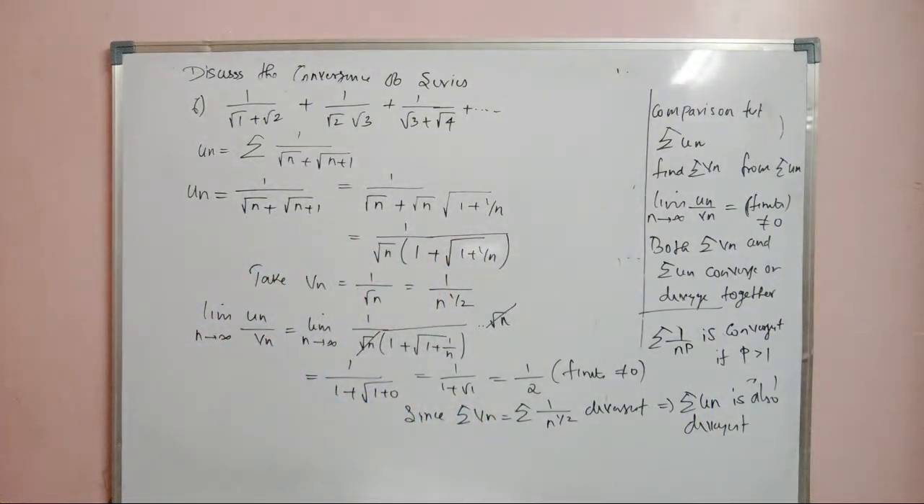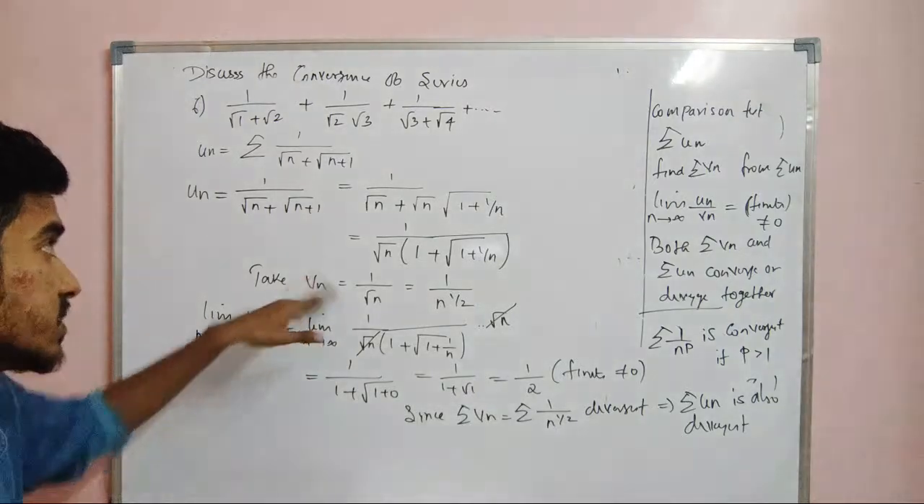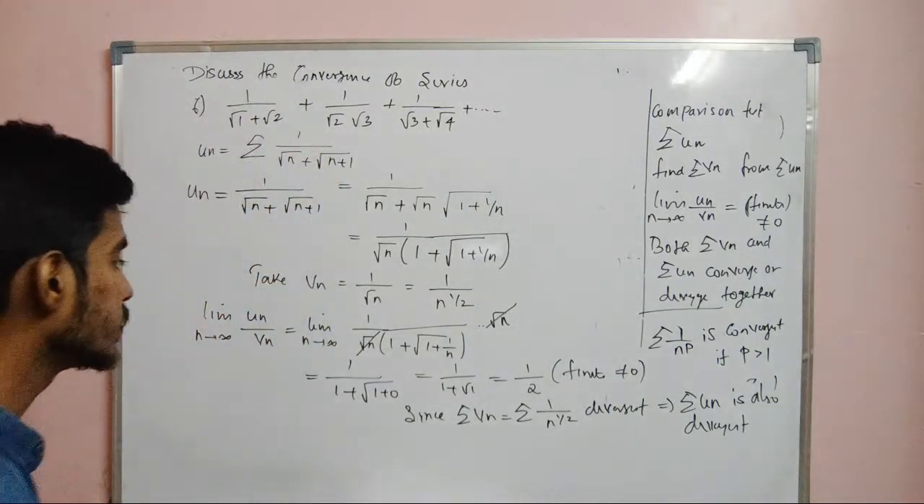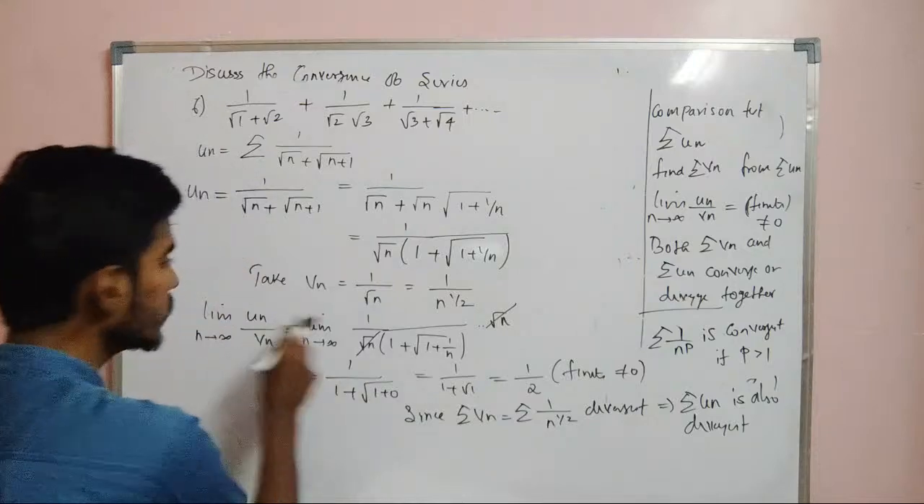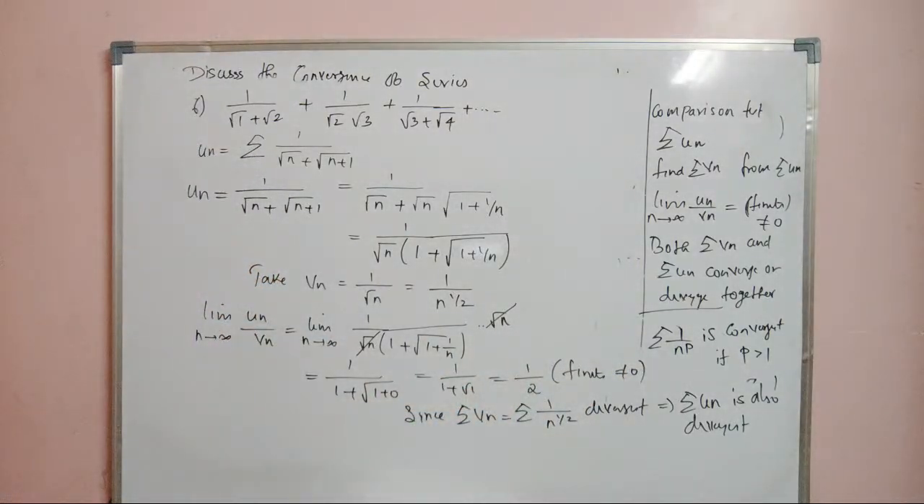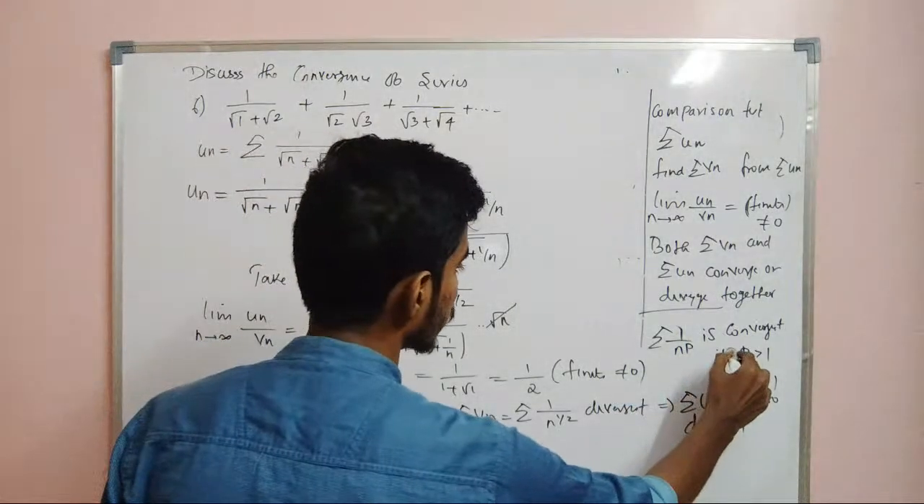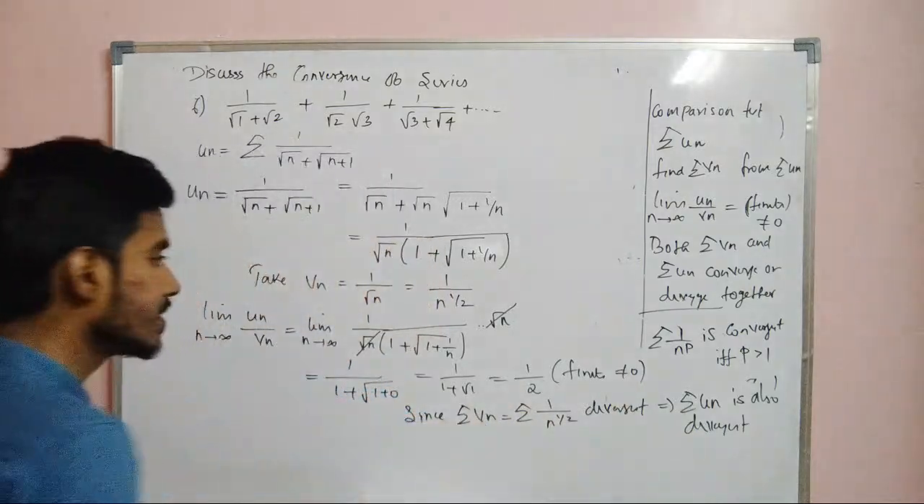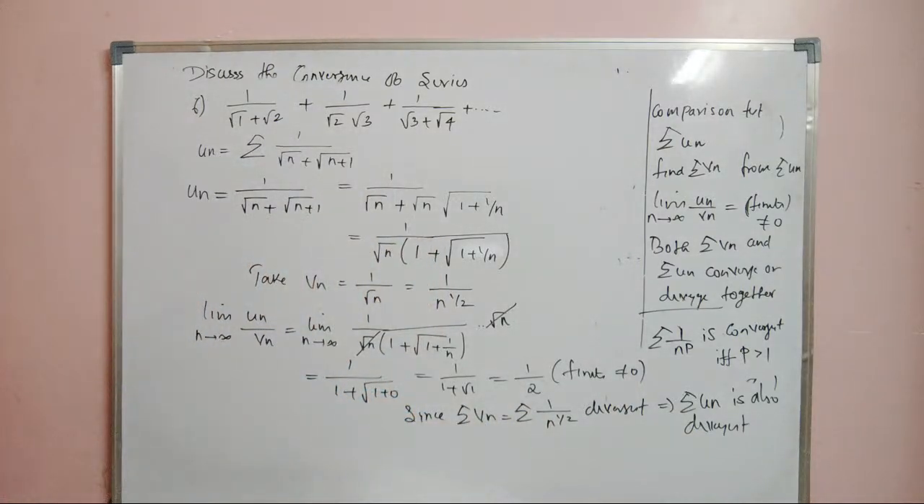If one is convergent, another is also convergent. If one is divergent, another is also divergent. So since the given summation Vn is divergent, the given series is also divergent. Why is this divergent? Because summation 1 by n power p is convergent if and only if p is strictly greater than 1. Here we have p less than 1, which is 1 by 2 in this case. Therefore the given series is divergent.